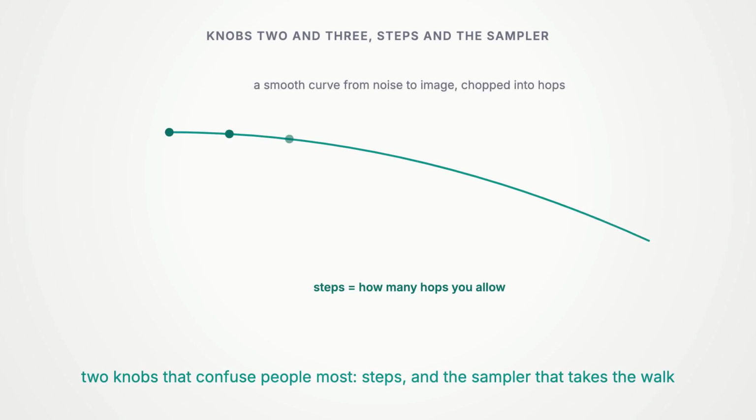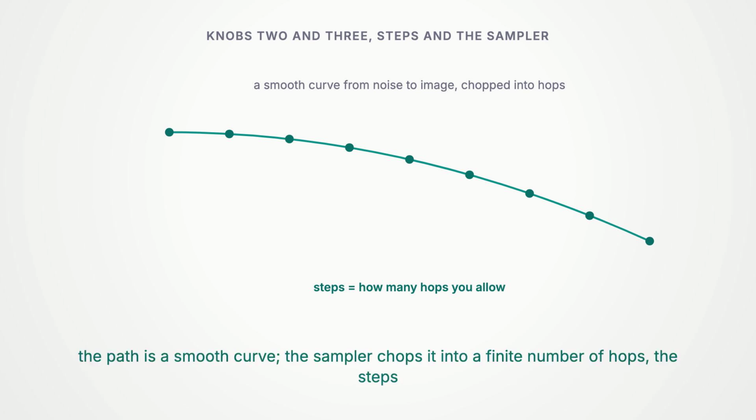Next, two knobs that work together and confuse people the most: steps and the sampler. The sampler is the thing that actually takes the walk. The math underneath is a smooth, continuous curve from noise to image, and the sampler is the method that chops that curve into a finite number of hops you can compute.